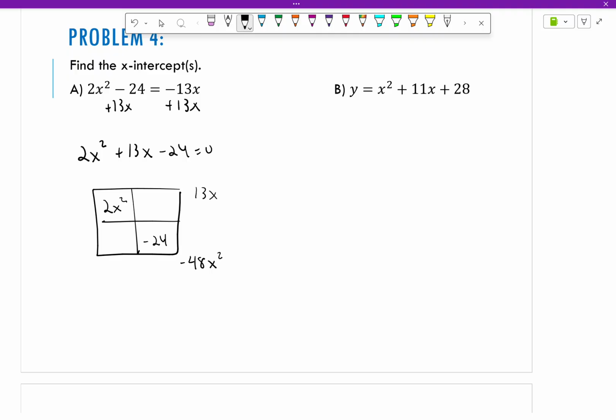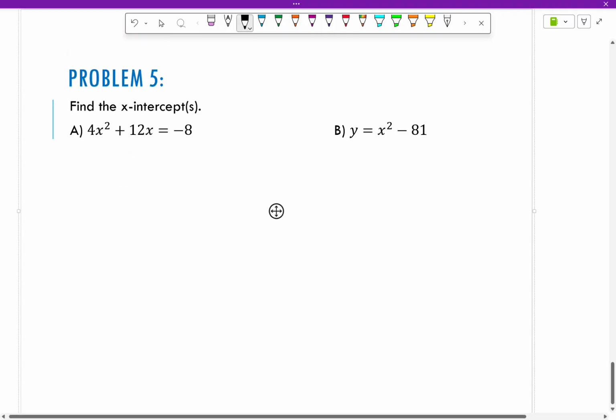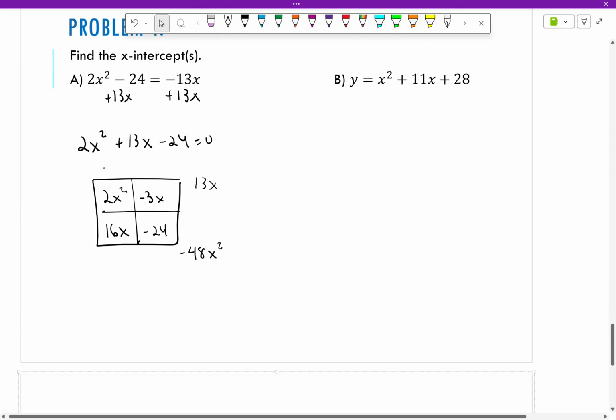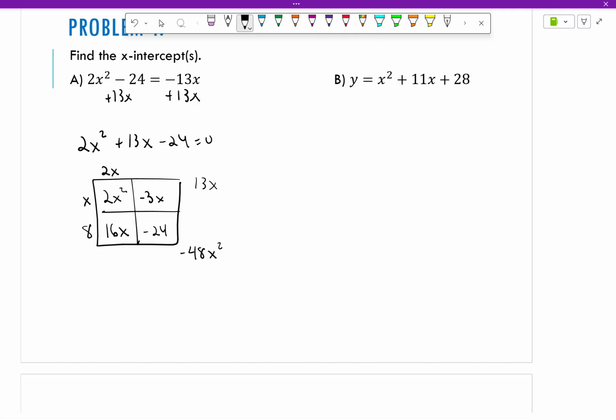Two numbers that would multiply to be negative 48x squared, but combine to be 13x. This is going to be 16x and negative 3x. That multiplies to make negative 48x squared, and if I combine them, I get 13x. So 2x times x is 2x squared. 2x times 8 is 16x. x times negative 3 is negative 3x. And 8 times negative 3 is negative 24.